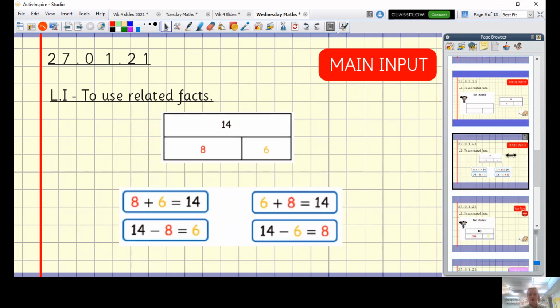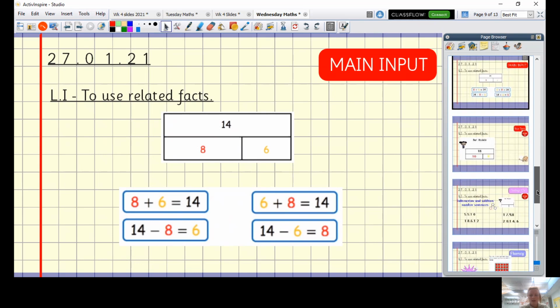Okay, I think I'm just going to do a few, maybe 2 of each this time. So I've done 8 plus 6 equals 14. 6 plus 8 equals 14. Then I've done some subtractions. I've only done 2 of each this time. 14 take away 8 equals 6. 14 take away 6 equals 8. Okay, so remember, in every number sentence, I have used each number.